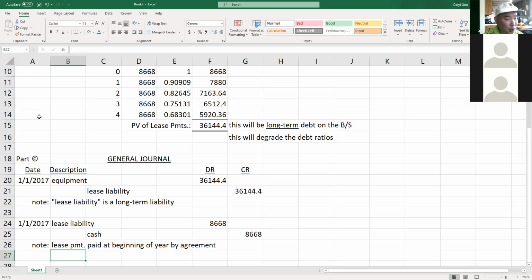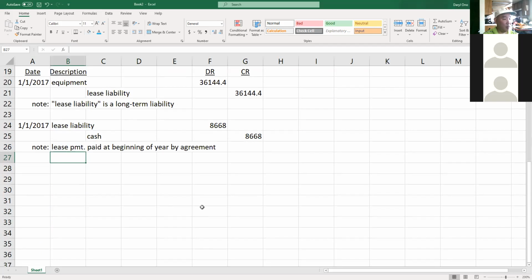Okay, let me read the question again one more time here. Okay, 6-year life, and here, you can't see this, but it's in the book, and a 5,000 unguaranteed residual value, okay? So basically, we can't go out there and use that. So now this is going to be as of December 31st.